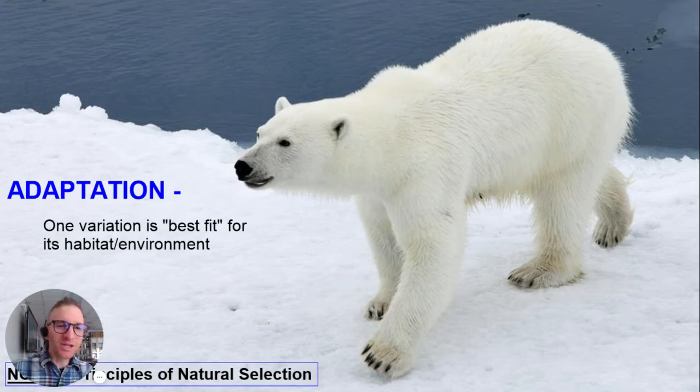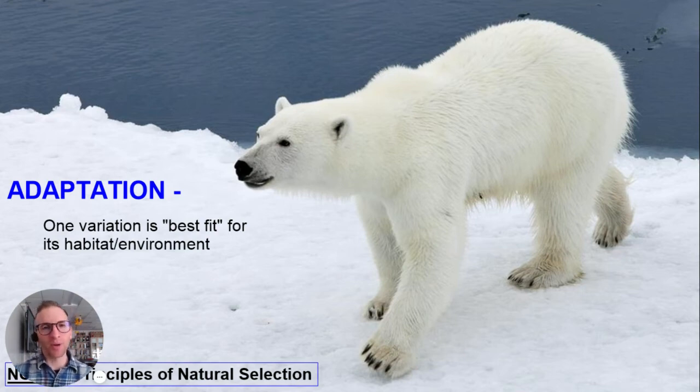And it's a variation that makes an organism better able to reproduce or more fit for its habitat or environment. In the past, I have defined fitness for you in class, and fitness just means that an organism that is better able to reproduce than the next is said to have greater fitness. So an adaptation is a variation that leads to greater fitness.